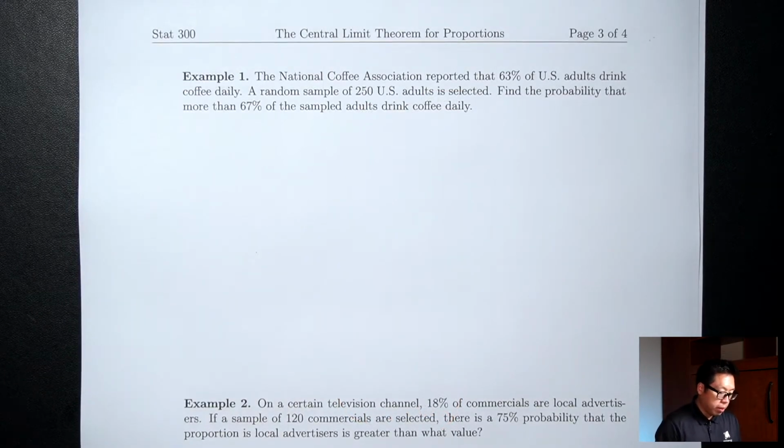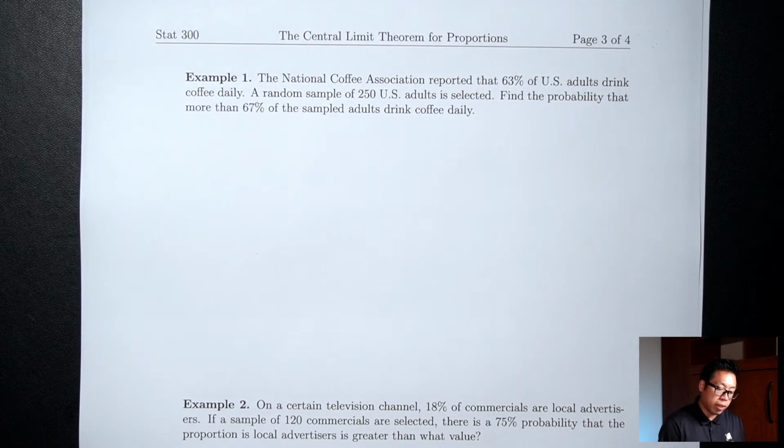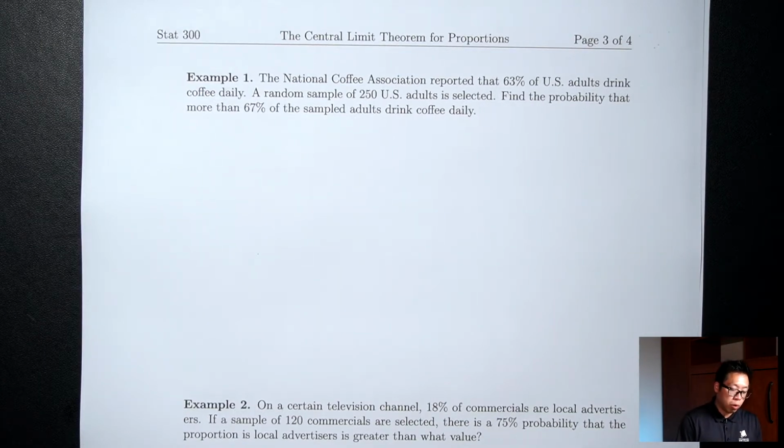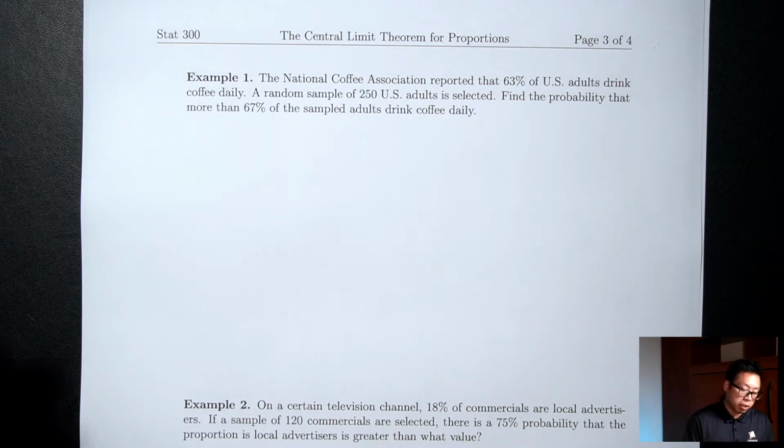Example 1. The National Coffee Association reported that 63% of US adults drink coffee daily. A random sample of 250 US adults is selected. Find the probability that more than 67% of the sampled adults drink coffee daily. So the first thing I'm going to do is draw the normal distribution picture just like in the previous 2 lectures.